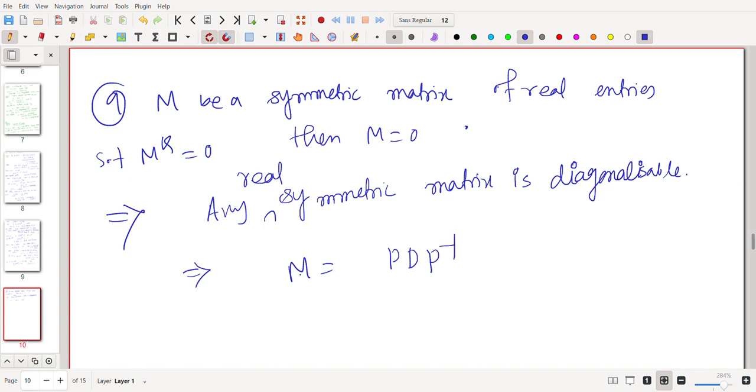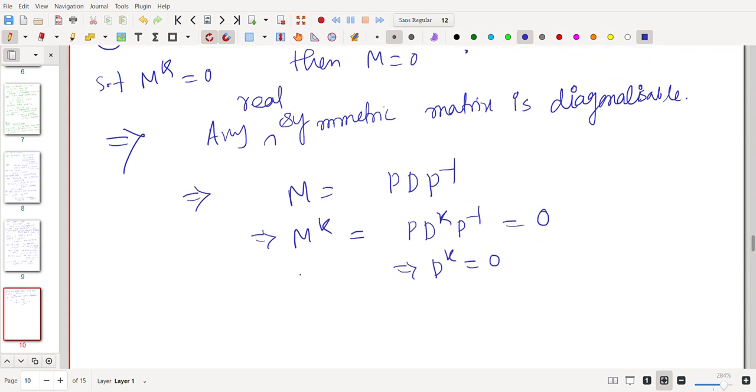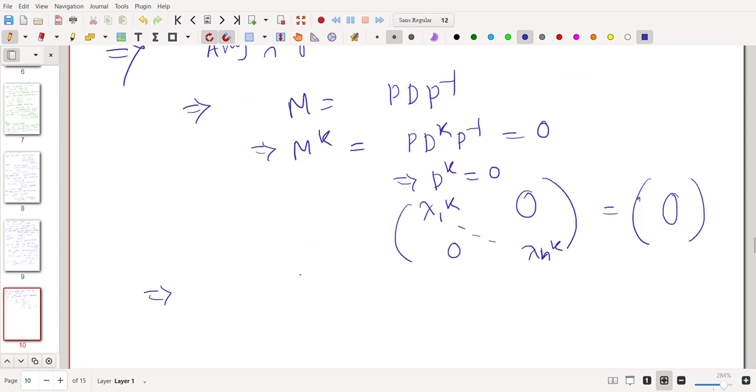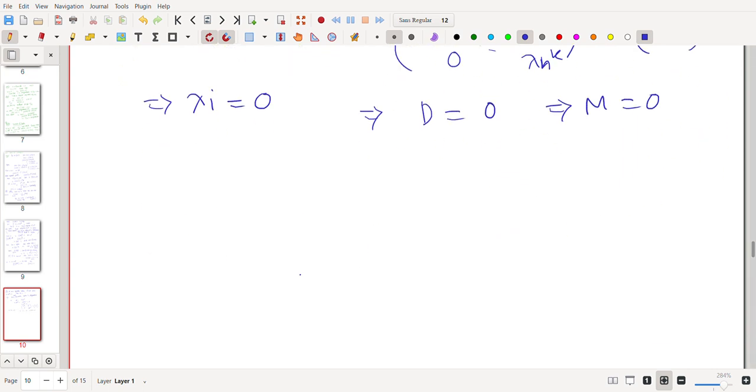So that will imply M equals P D P inverse, where D is a diagonal matrix. So M power k is basically P D power k P inverse, which equals 0. That will imply D power k is 0. D is a diagonal matrix, so D power k means lambda 1 power k up to lambda n power k, which is 0. That will imply lambda i equals 0. That will imply D equals 0. That will imply M equals 0. Which is easy. It's a 10 marks problem.